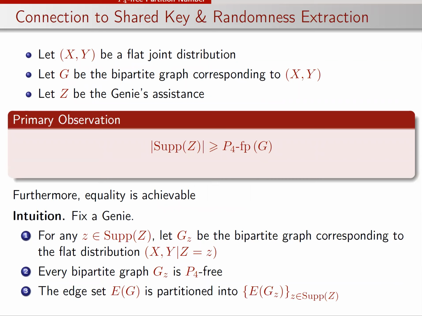And intuitively, for any small z in the support of the Genie assistance, the conditional flat distribution XY conditioned on the random variable equal to small z is P4-free. So the graph G is partitioned into P4-free subgraphs based on the support of Z. Okay. So that's why we have this primary observation.